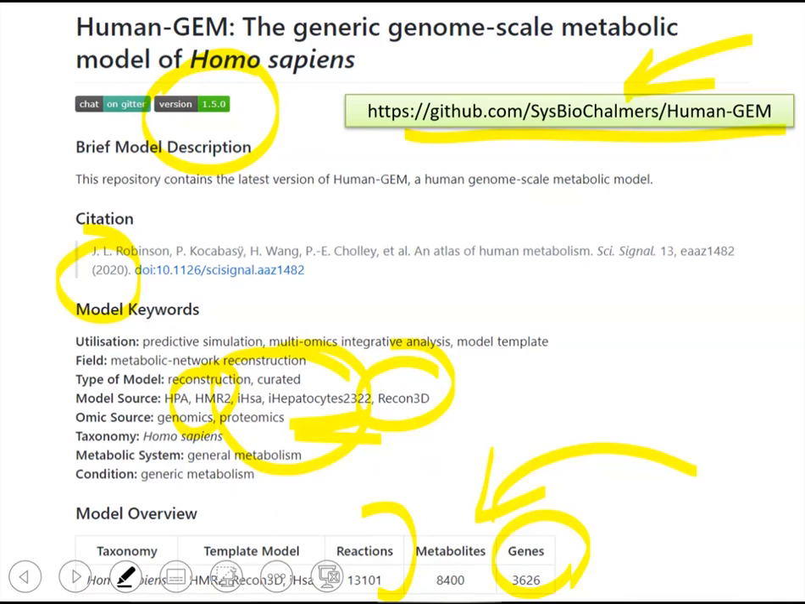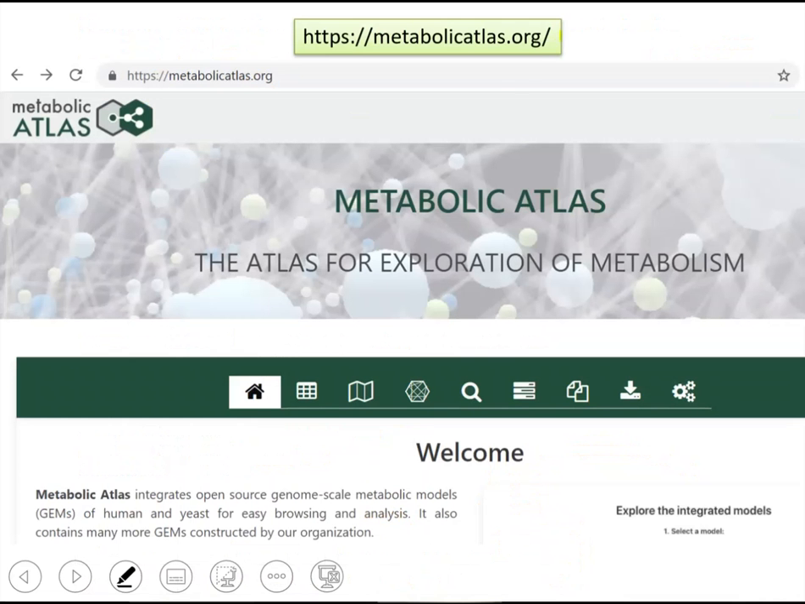There is an associated website, metabolicatlas.org, very useful. If you go there, you can search for the reactions available in Human-GEM. You can search for the reactions, for the genes, for the pathways, and it will give you the corresponding lists. It also includes information associated with the related pathways in Human-GEM.